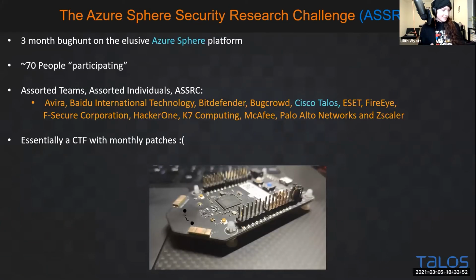So this is the Azure Sphere, this little thingy here, the MT3600. But as mentioned before, Microsoft hosted a 3-month vulnerability challenge. We were invited to participate. A lot of different companies participated. I don't know how many people actually worked on this, but there were like 70 people in the Slack chat room, if that's any indication. It was essentially like a CTF on a production device, and it got patched every month, which was a pain.